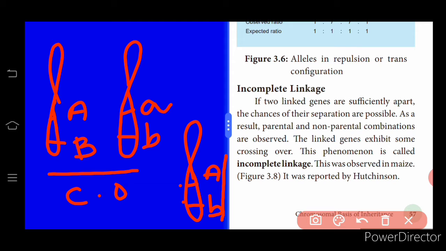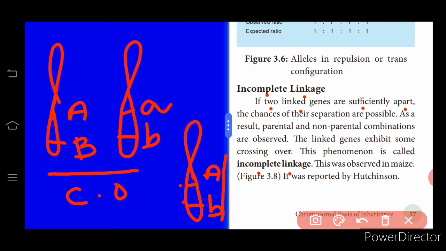This is the new combination formed because the genes are not very close. They are not very close, so there is a chance for a new combination to occur. This kind is called incomplete linkage. Yes, I'll read this for you. Incomplete linkage: two linked genes are sufficiently apart.